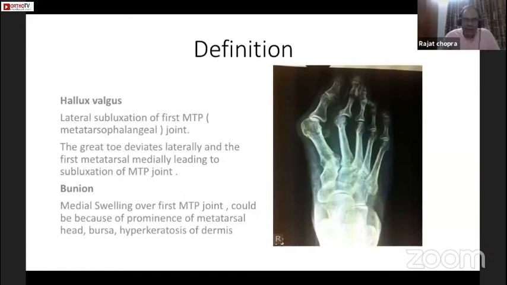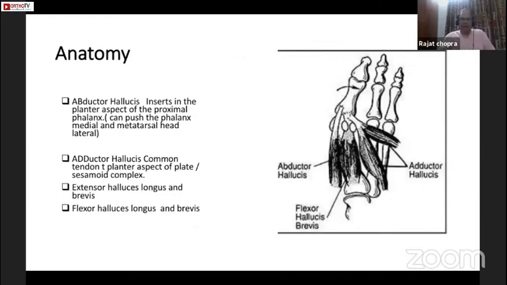It's not a bunion. There is a difference between hallux valgus and a bunion. Bunion is just a swelling over the medial side of the MTP joint, which can be because of anything: bursa, dermatitis, keratosis. But hallux valgus is the deviation of the great toe. The great toe goes laterally and the first metatarsal goes medially, leading to the subluxation of the MTP joint. That's hallux valgus. So if I can explain the anatomy to you and why the deformity occurs, I think my job is done here.